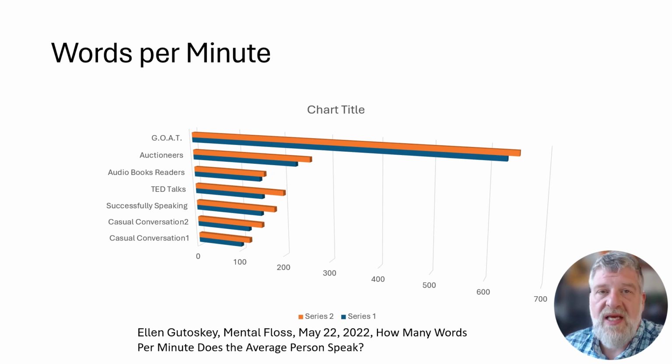Successful public speaking is at that very conversational 140 to about 160 words per minute. Casual conversation 2, casual conversation 1, all right around 100 or right around 110 to 125. So a little bit of a difference between casual conversation and successful public speaking.